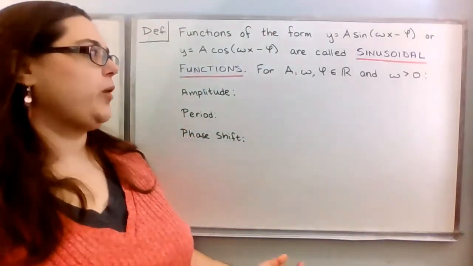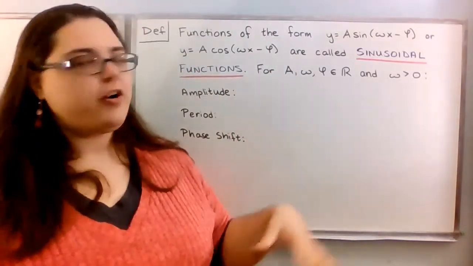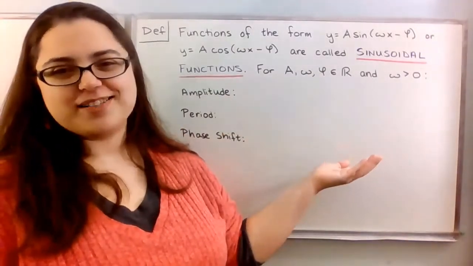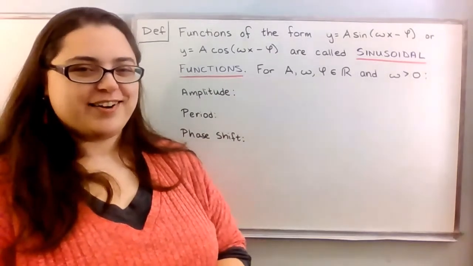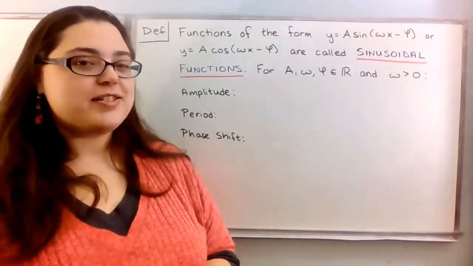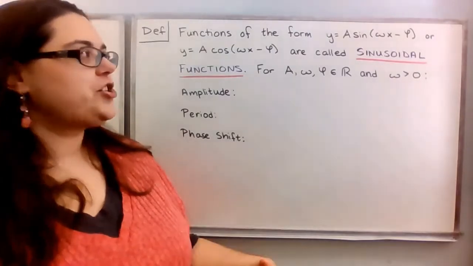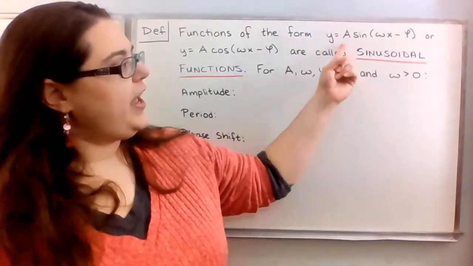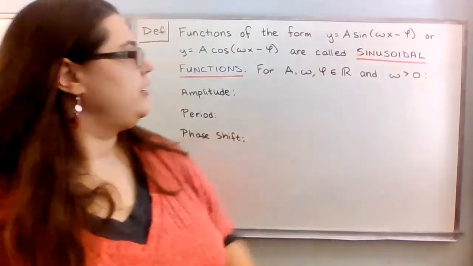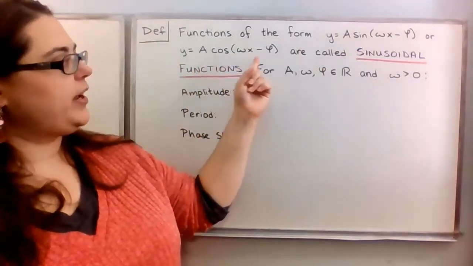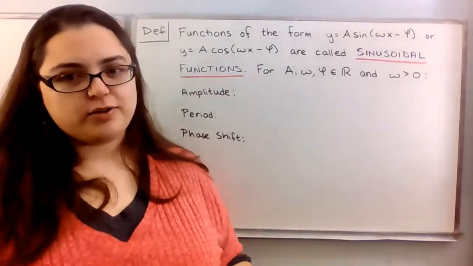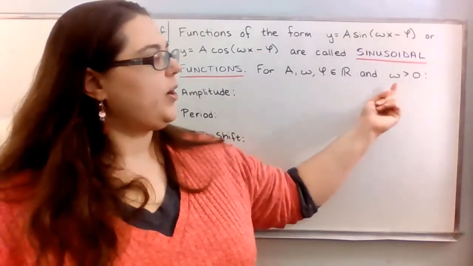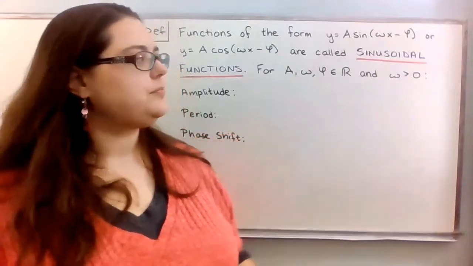So let's start out by defining what it means to be a sinusoidal function. I've already gone ahead and put the definition in the oven, so it comes out fully complete here. If you want to pause and copy that definition down, you can do that here. Basically, a sinusoidal function is a function that looks like a transformation on either sine or cosine. So if you have a sine(omega x minus phi), or a cosine(omega x minus phi), those are going to be our sinusoidal functions. And a, omega, and phi are all real numbers. We also need omega to be positive.